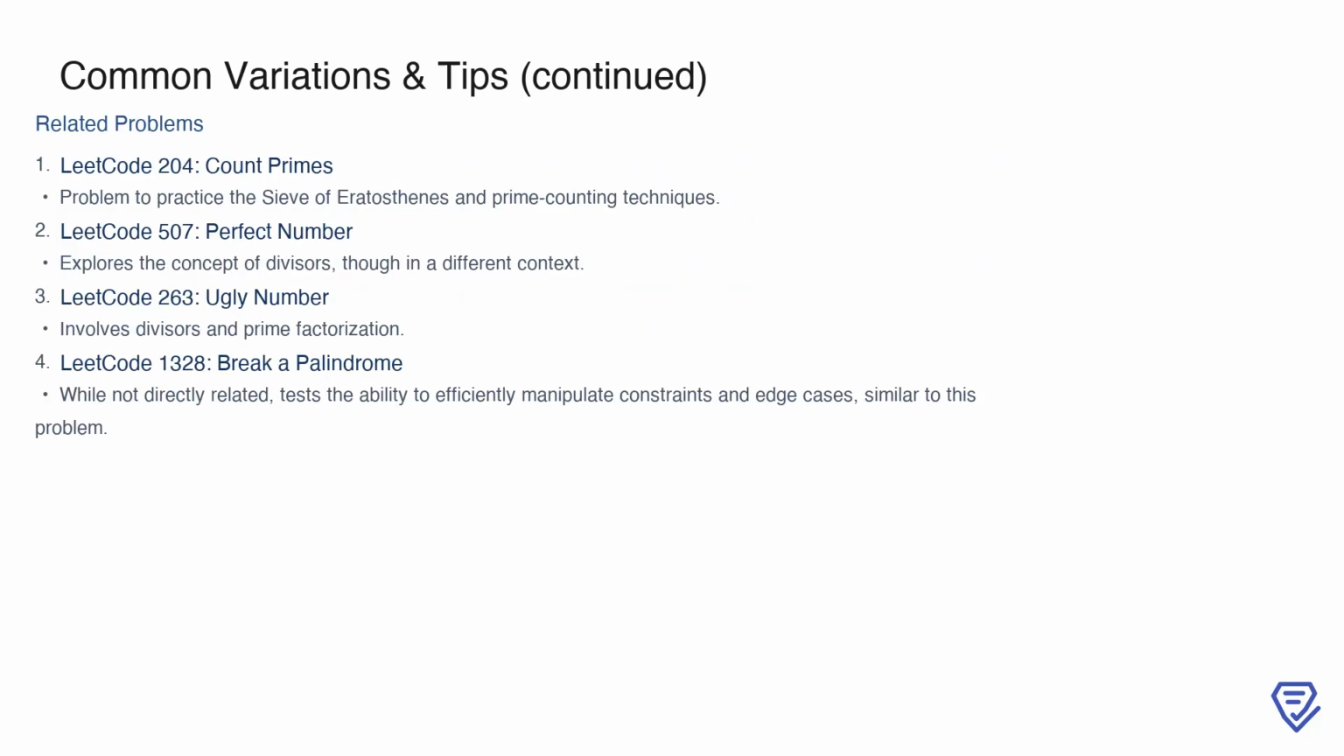To strengthen your understanding and practice similar concepts, you can explore related problems. For instance, LeetCode 204, Count Primes, is a great way to refine your knowledge of the sieve of Eratosthenes and prime counting techniques. LeetCode 507, Perfect Number, delves into the concept of divisors in a different context, which can help broaden your divisor-related problem-solving skills. Additionally, LeetCode 263, Ugly Number, involves divisors and prime factorization, offering another perspective on working with primes. While LeetCode 1328, Break a Palindrome, is not directly related, it challenges you to efficiently handle constraints and edge cases, a skill that's just as important for this problem.